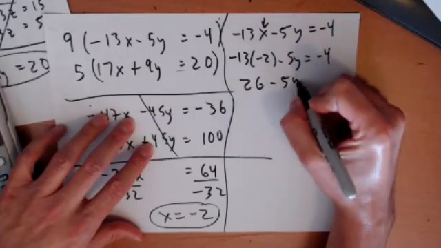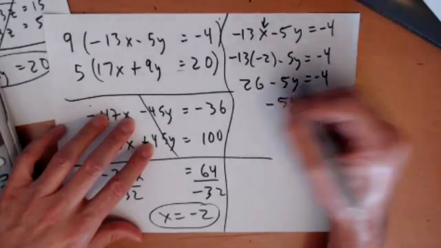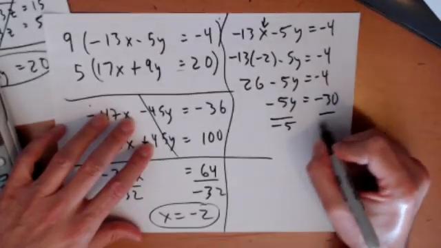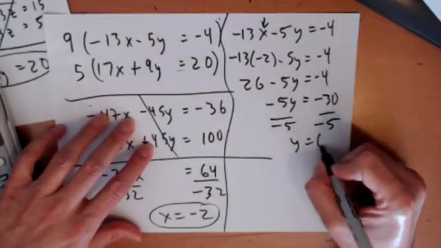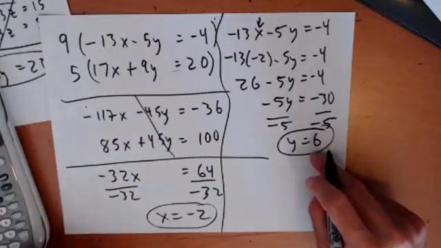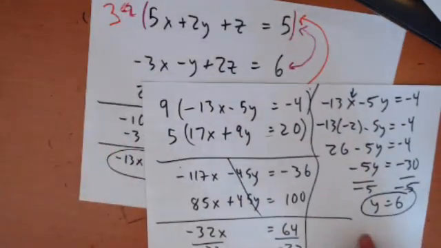26 minus 5y equals negative 4. Negative 5y, by subtracting 26 from both sides, is negative 30. Divide by negative 5, divide by negative 5. Y is 6. We need an x, a y, and a z. We got the x, we got the y, let's get the z. Go back over here.